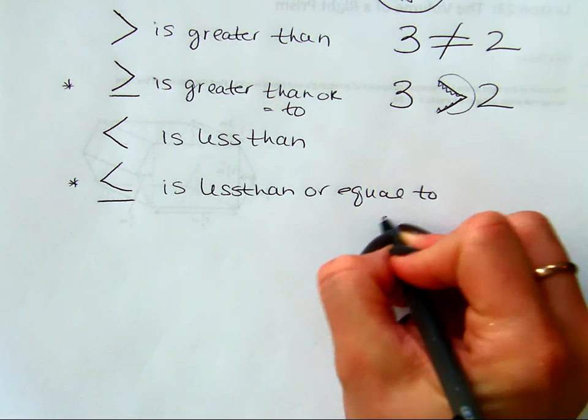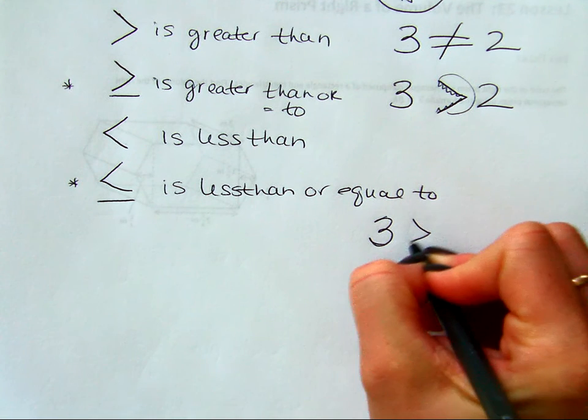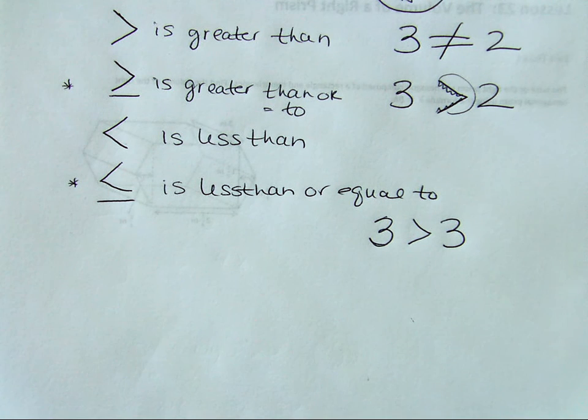So if I were to give you this here and ask you, is that true or false? It's false, right? 3 is not greater than 3. 3 is the same as 3. So that would be false. However, if I put that line underneath it, does that kind of satisfy that inequality now? Is this true now? Yes.